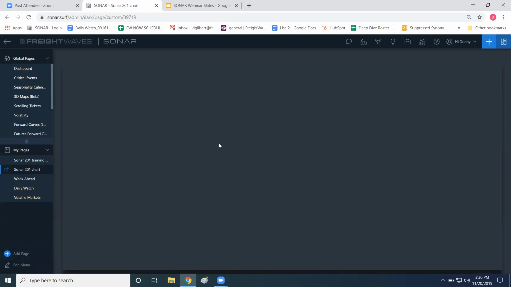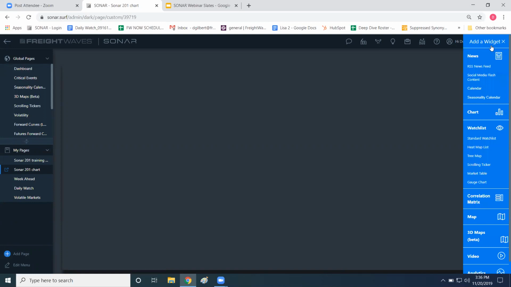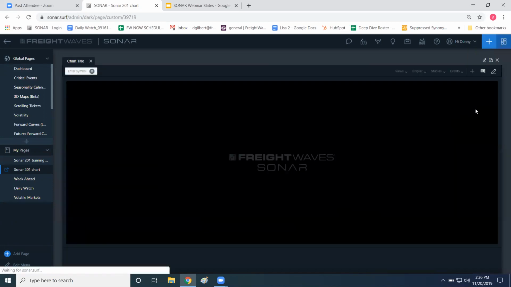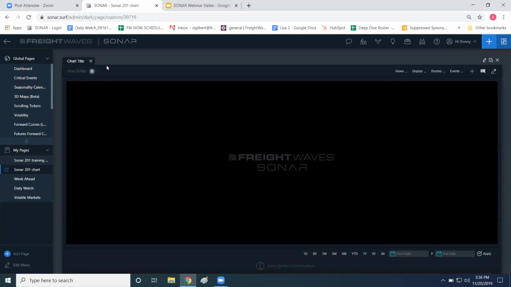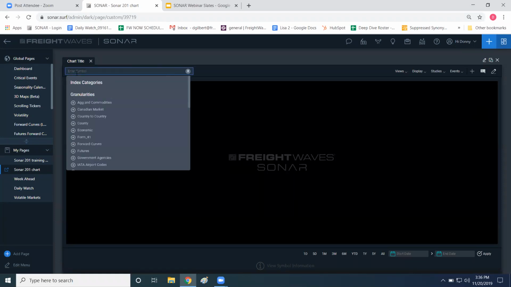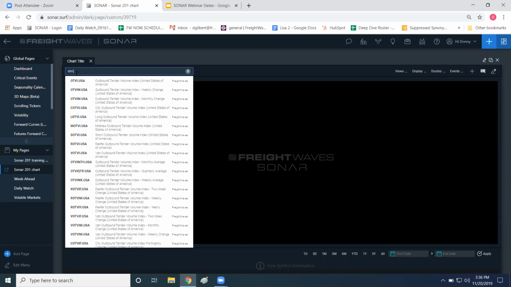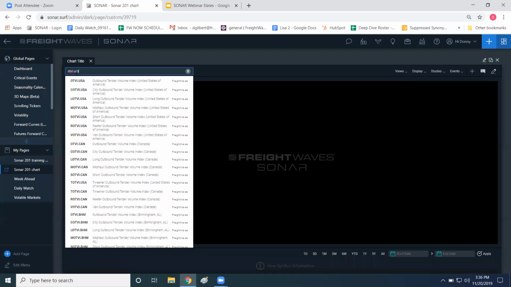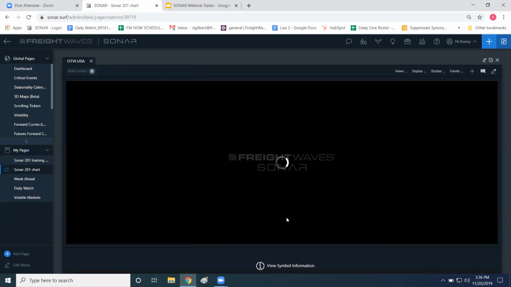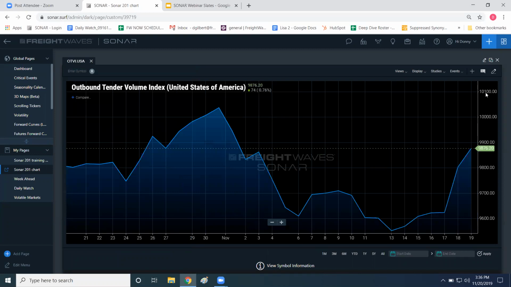We pull it up here, it's a blank page. So I'm going to go up here to the top right, click the blue plus sign, and I'm going to select chart. I'm first going to start out with our national volumes, OTVI.USA. And this is just to show you here, this is the index here on the right. Right now, today, we're at 98.76.